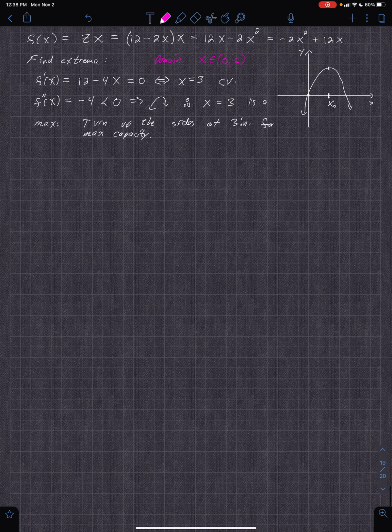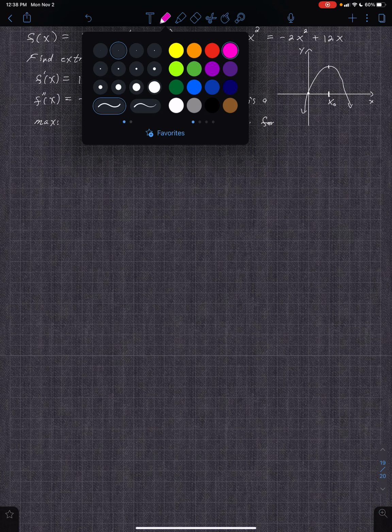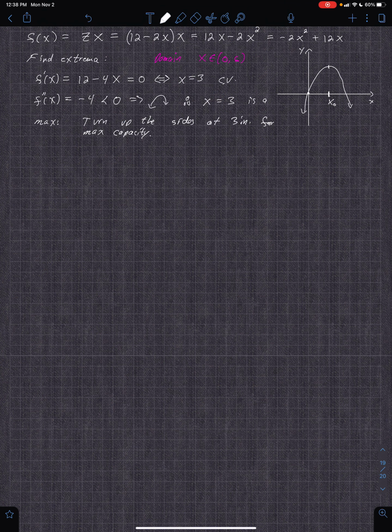Next, let's talk about just some basic guidelines for solving optimization problems. Okay, so we'll just call this guidelines for solving optimization problems.